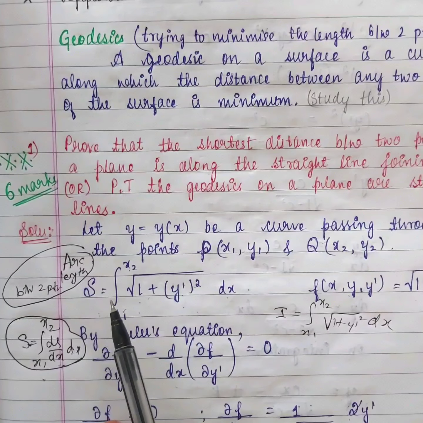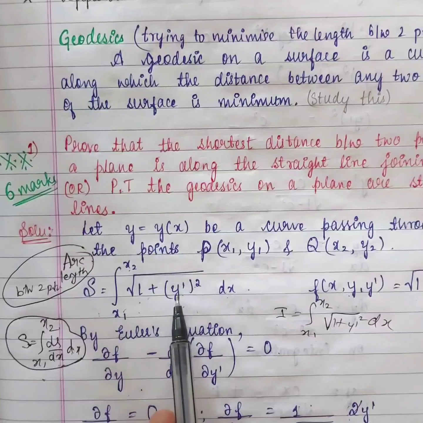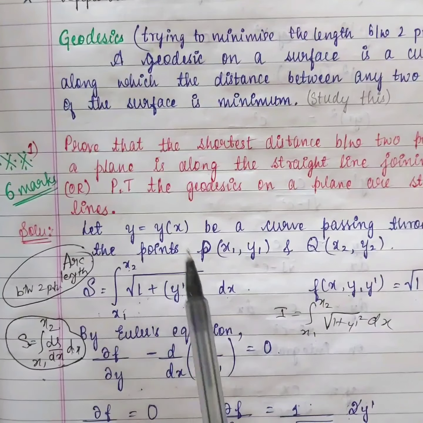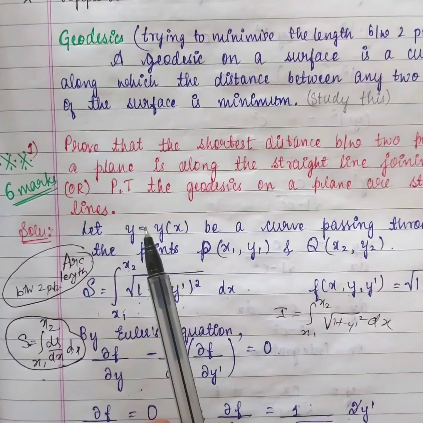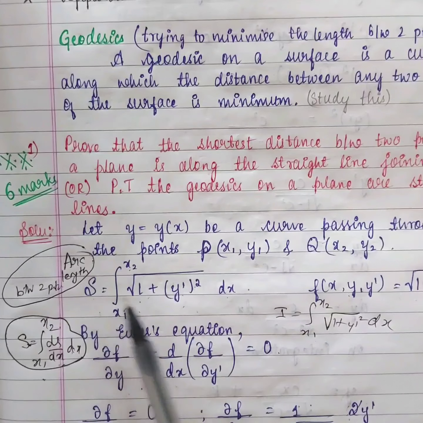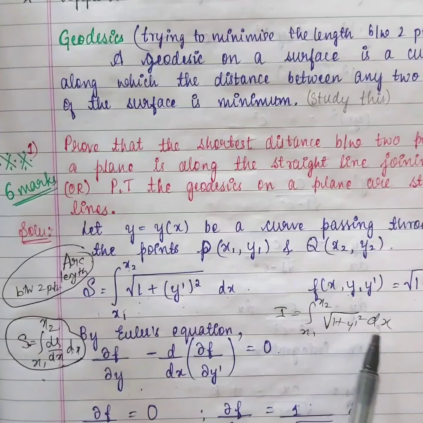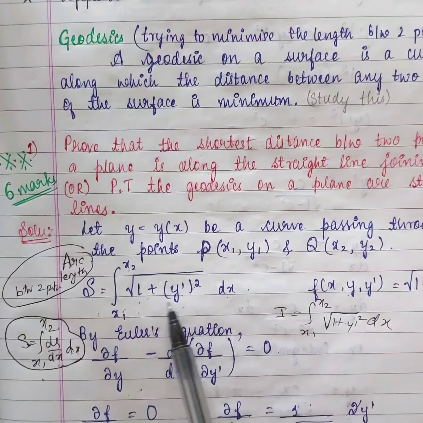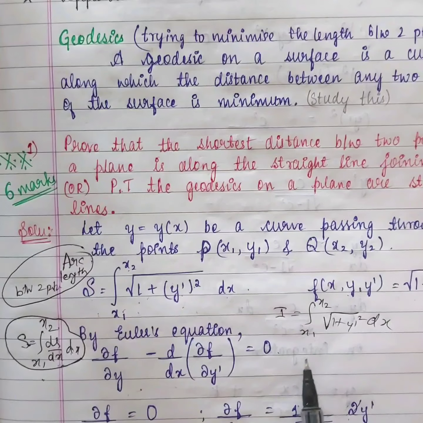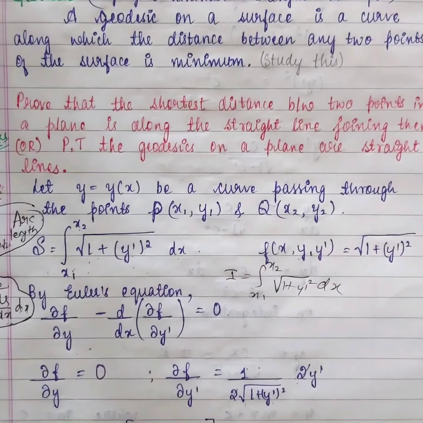Probably you might have studied this in the first semester or second semester. So we are going to use this as the arc length. Here the functional is not given, and we are getting that by using the given clue. Now we got what S is, and what I is. I is nothing but the integral from x1 to x2 of root of 1 plus y dash square dx. This is my functional. So in the place of f of x, y, y dash, what do we have? Root of 1 plus y dash square.